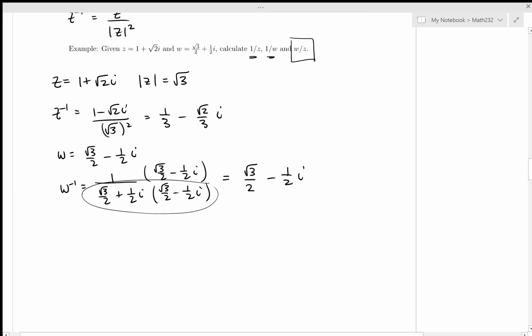Okay, so now I have z, w, z to the minus 1 and w to the minus 1. And so now I'm going to take w and divide it by z. And that is the same as taking w and multiplying it by z to the minus 1, which I already know what that is. So I'm going to take w, root 3 over 2 minus 1/2 i, and multiply that by z to the minus 1, because I've already calculated that. So this is how I can do division.